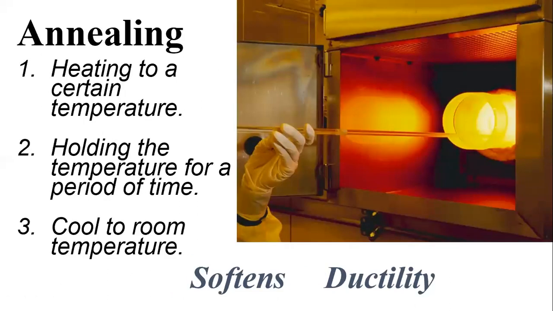Next one is annealing. Annealing is the third thermal treatment that you can have for ferrous metals. Metals are annealed to relieve internal stresses, soften them, make them more ductile, and refine their grain structures. Metal is annealed by heating to a prescribed temperature, holding it at that temperature for the required time, and then cooling it back down to room temperature.